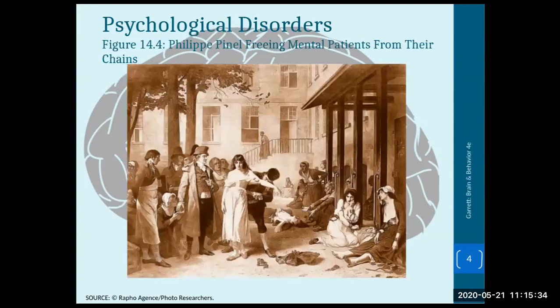So looking at the history of psychological disorders, one of the things that we know is over time, people used to treat them really badly. Sometimes that still happens in society today. Because these people were disruptive in normal everyday life, back in the late 1700s, 1800s, they would be chained or locked away in asylums.